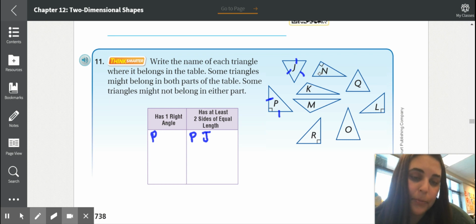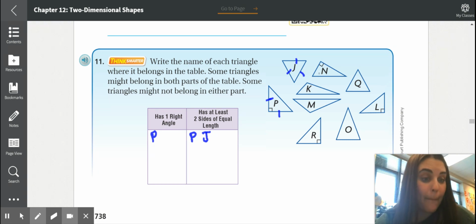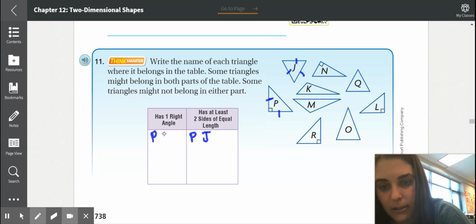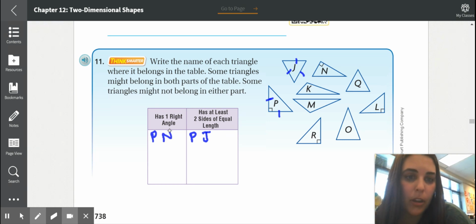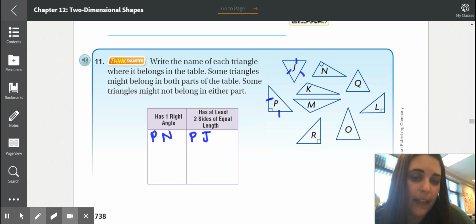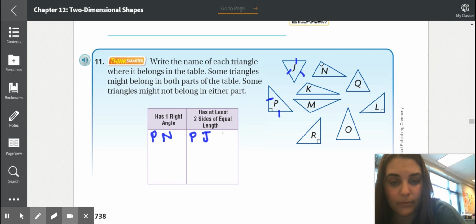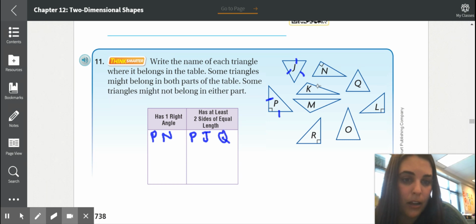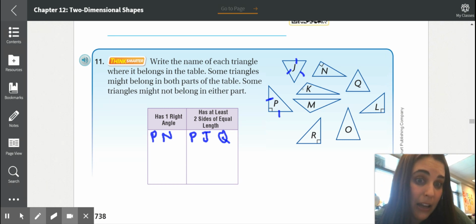Moving on to N. Does N have a right angle? You are saying yes. That's correct. Does N have any sides that are the same length? No. Okay, let's move on to Q. Does Q have a right angle? No. Does it have sides that are the same length? Yes. Okay, let's look at K. Does K have right angles? No. Does it have any sides that are the same length? Also no. So we won't put K on the right or the left side.